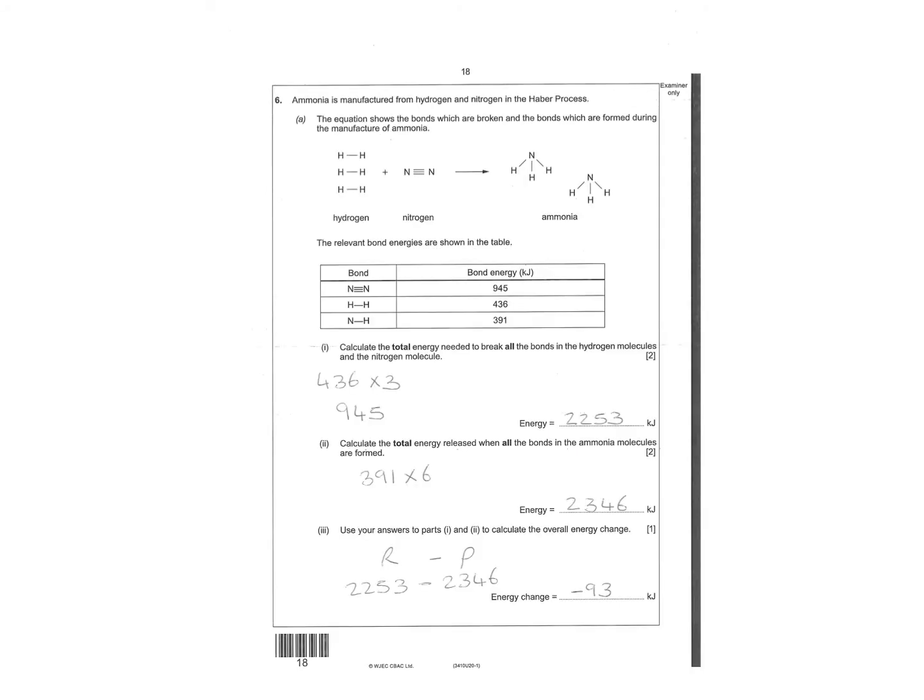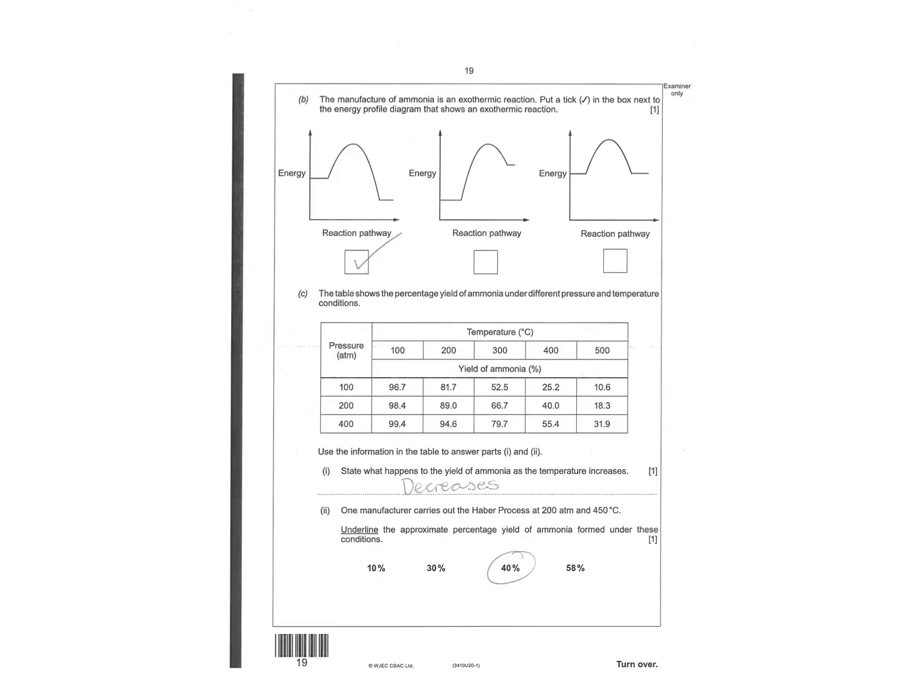Then quite a nicely set out exothermic endothermic question. Calculate total energy to break all the bonds in the hydrogen and nitrogen molecules. So you had 3 hydrogens, 1 nitrogen, add them together, gave you 2253. Then the total energy to release all the bonds in ammonia, 1, 2, 3, 1, 2, 3. 6 times by 391 would give you that number. Reactants minus products gave you minus 93. Minus 93 would make it exothermic, so it's going to be that one.